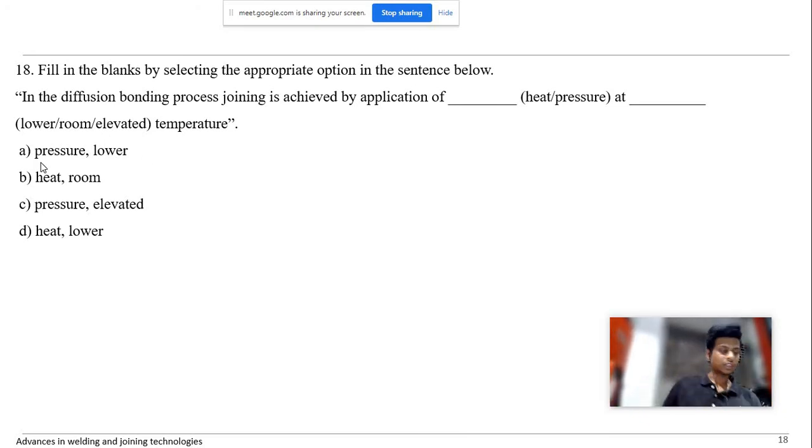This is also a straightforward question. Fill in the blanks by selecting the appropriate option in the sentence below. Basically, the question is from diffusion welding, right?